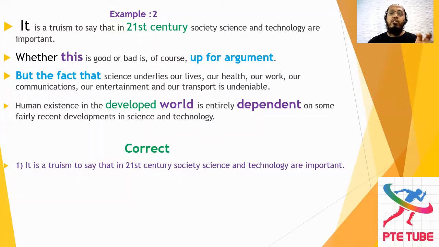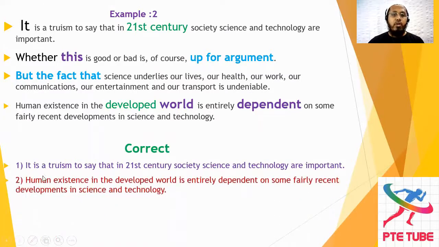As I have already told, the first sentence gives a brief introduction. Hence, this is the first sentence, and the following is the continuation. The next sentence gives detailed information of the previous sentence, and that is exactly what the fourth sentence says. This is a general sentence about the 21st century, something related to science and technology. So what exactly is being told in the fourth sentence? Human existence in the developed world is entirely dependent on some fairly recent developments in science and technology. Developed world. So the developed world is in the 21st century.